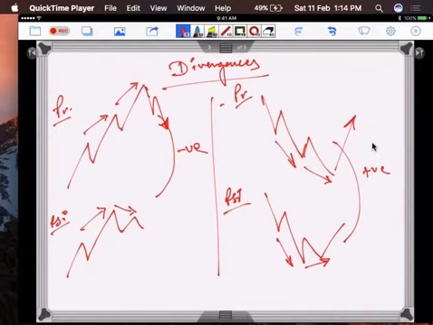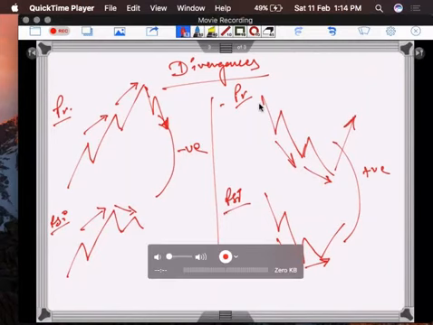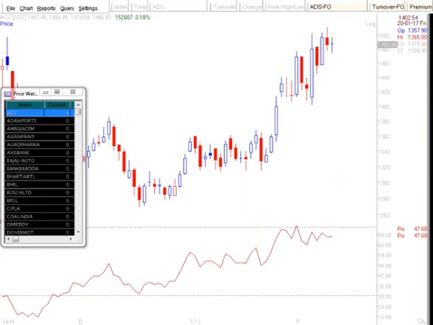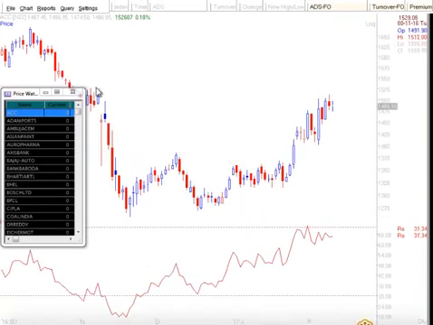Where to exit? What will be the target? Ramandeep, I'll come to target a little later. Let's first figure out where to enter. Clear? Right?